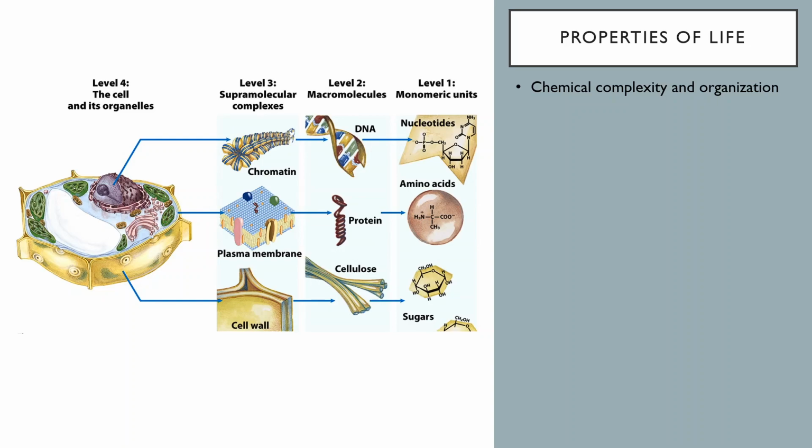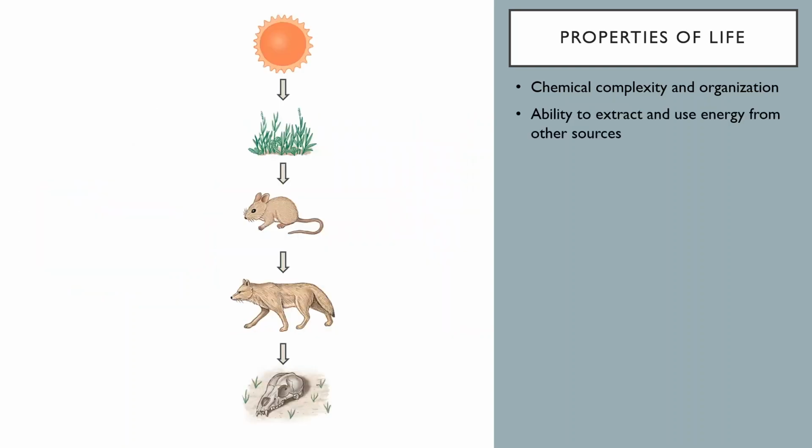But each of those is in turn built of simpler monomeric subunits: nucleotides in the case of nucleic acids, amino acids in the case of proteins, and monosaccharides in the case of complex carbohydrates. And again, each of those is built from simpler structures. So those monomeric units are built from simple chemical elements. And when you have simple structures organizing into more complex structures that behave in new ways that you couldn't really predict from the simpler structures, we call that emergence. And that's another property of life.